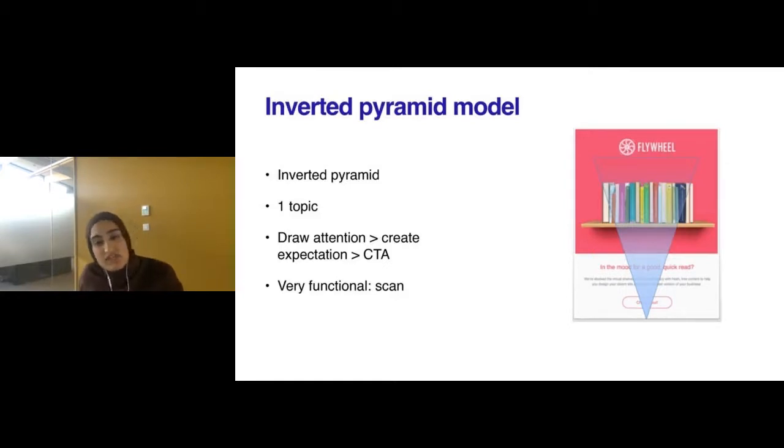In this structure, attention is drawn with an eye-catching image, then an expectation is created based on a concise, clear title and a copy that further supports the message, after which your readers are led to the call to action button that clearly shows what action needs to be taken. The main advantage of this model is that it's very functional and the reader can scan it really quickly or read if they want to spend time on it.